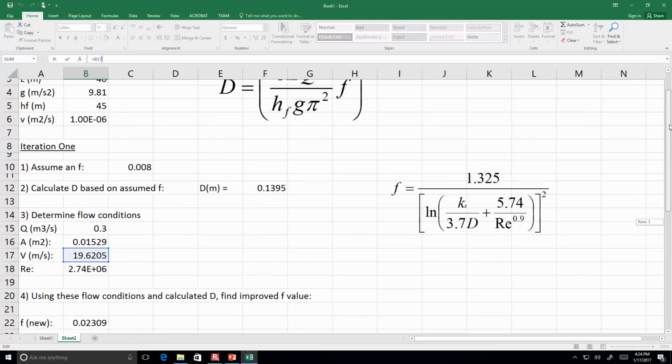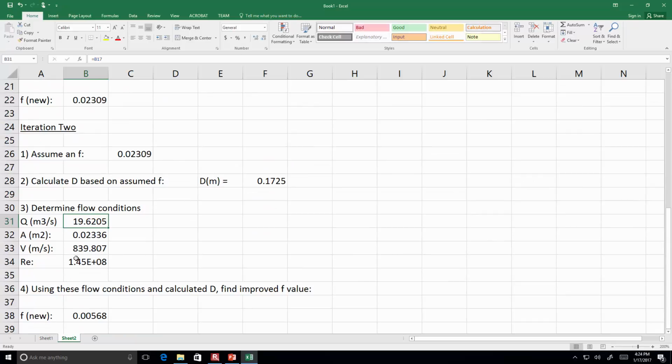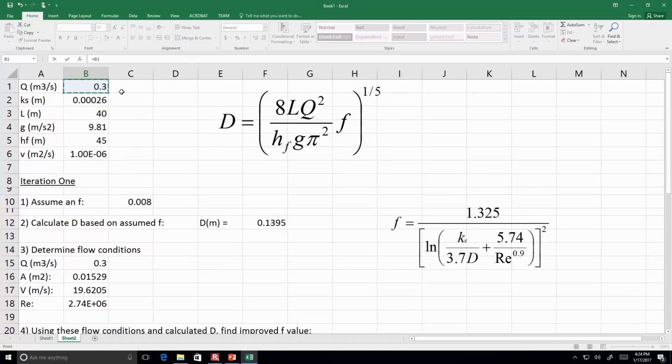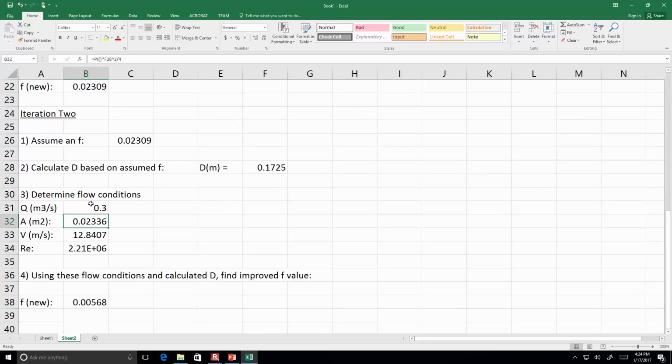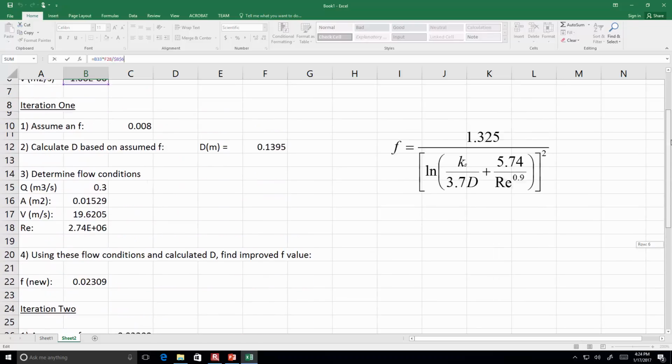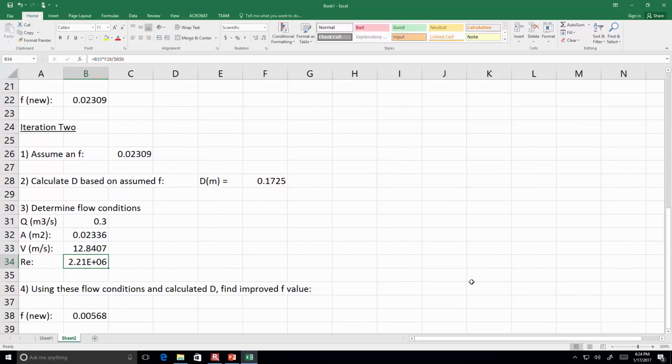So the flow rate, I should have anchored that flow rate. I didn't, so let me fix that. The flow rate is always going to be the same, 0.3. All right. So the area, I want to make sure it's referring to the diameter. It is. The velocity, it's just Q divided by A. The Reynolds number, everything's fine there still. V times D divided by the kinematic viscosity of water. All right. And then we have the improved value of the F. So the Jain equation only changes here, where we've got a different D and a different Reynolds number.